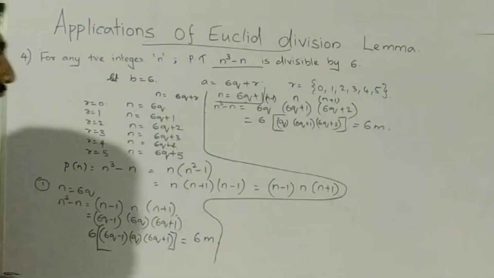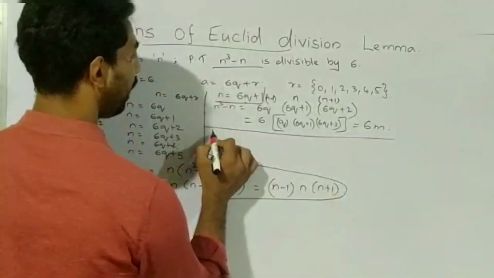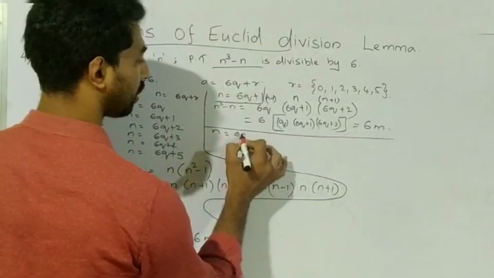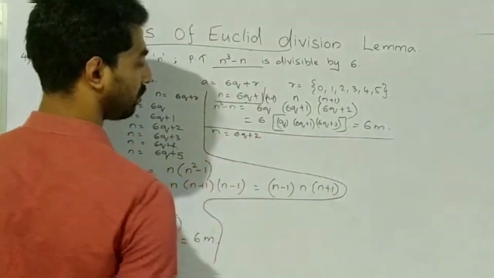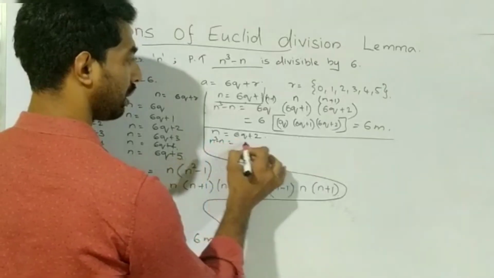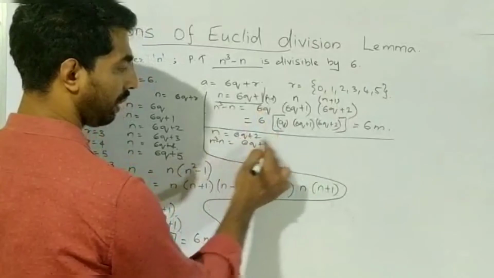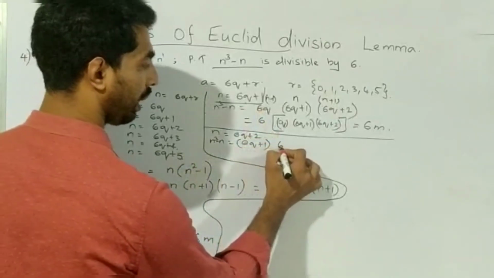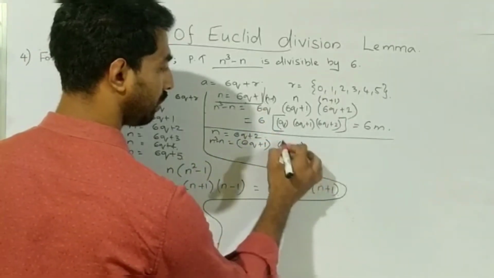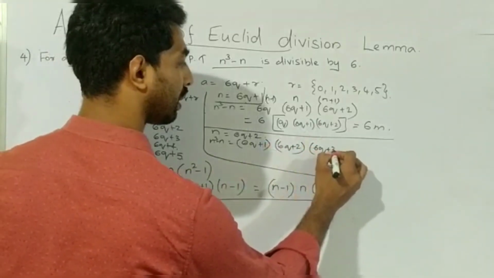And case 3. Next is case 3. n is equal to 6q plus 2. So what will n cube minus n be? It is (6q+1)(n-1) into n, (6q+2) into (n+1), (6q+3).